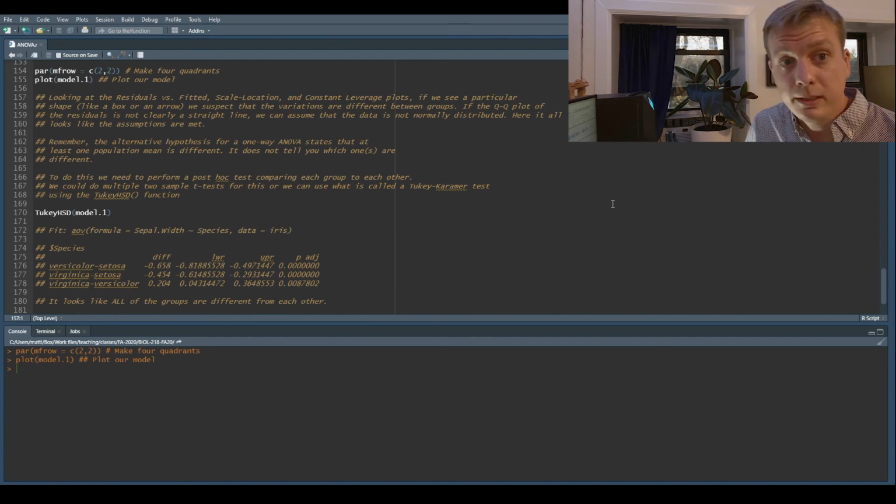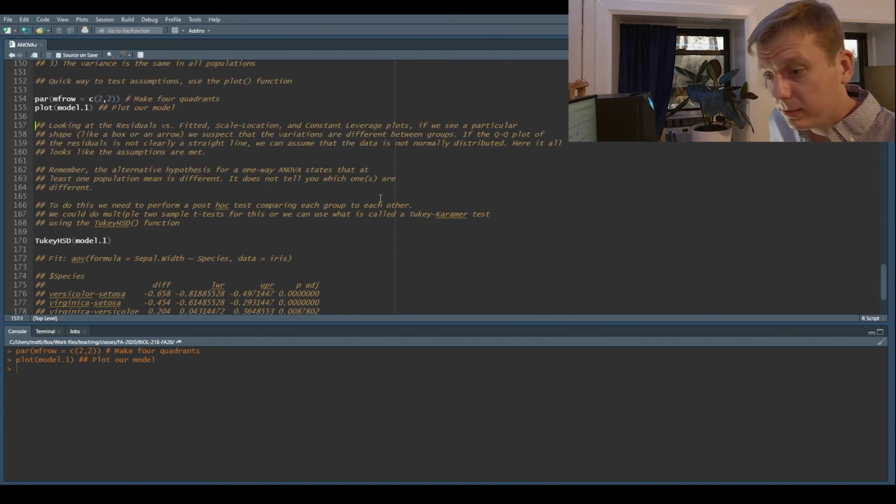And so you actually need to go further and do what's called a post-hoc test. Post-hoc tests basically compare each group individually to each other. You could do multiple 2-sample t-tests for this, but it's really easy to do what's called a Tukey-Kramer test. And we use the TukeyHSD function built into R. We simply insert the name of our ANOVA model, model.1, into TukeyHSD, and it spits out this output.